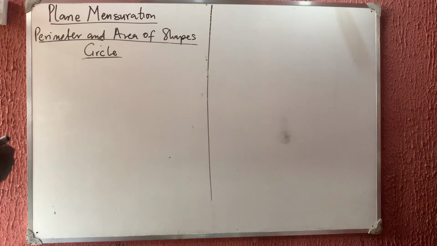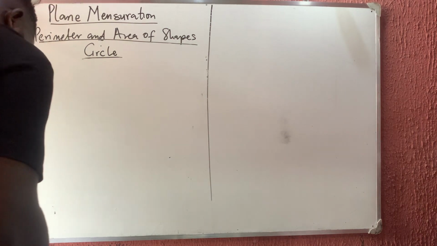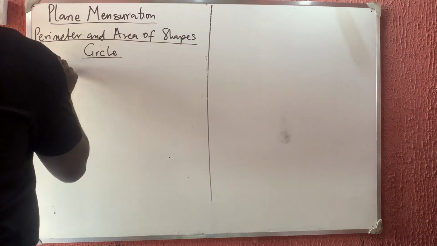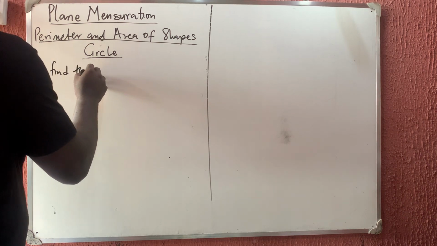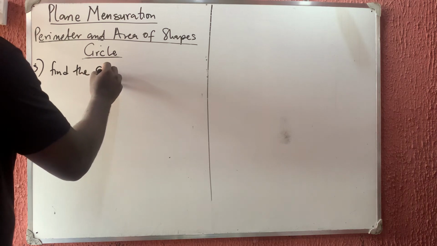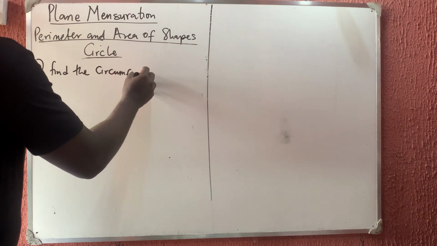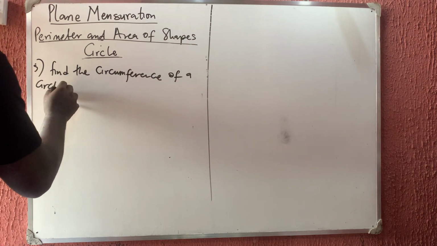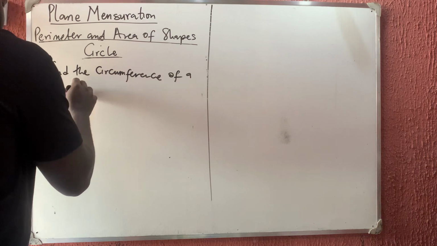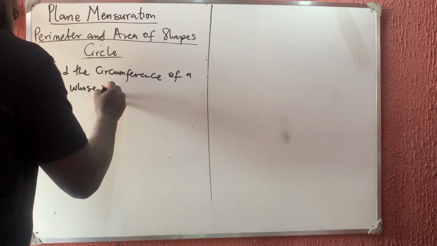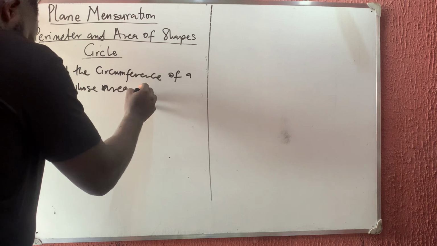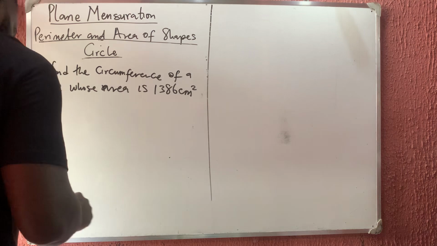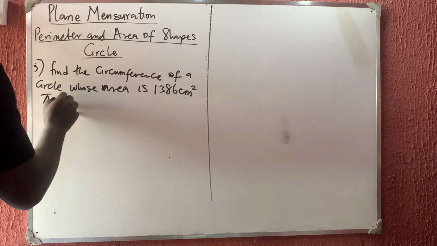The next question here is question number 5, which says that we should find the circumference of a circle whose area is 1386 cm squared. Then they say we should take pi as 22 over 7.